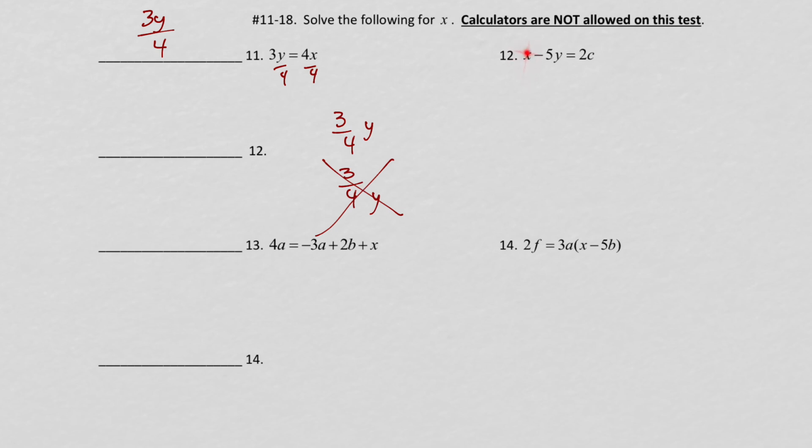I'm going to try and get this term alone, so I need to move this term. And remember, when you move a term across equals, it simply flips signs. So x is equal to 2c plus 5y. This went from a negative 5y on the left to a positive on the right.